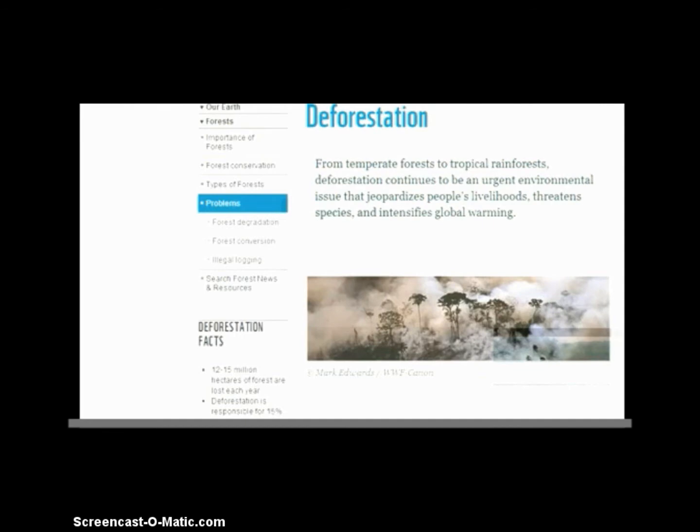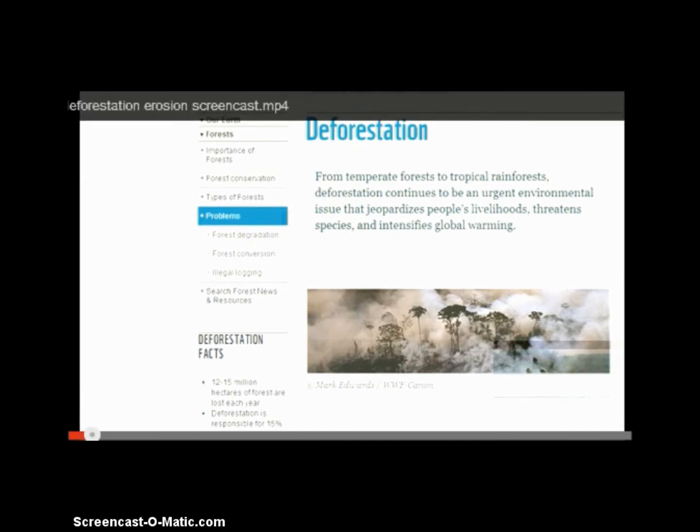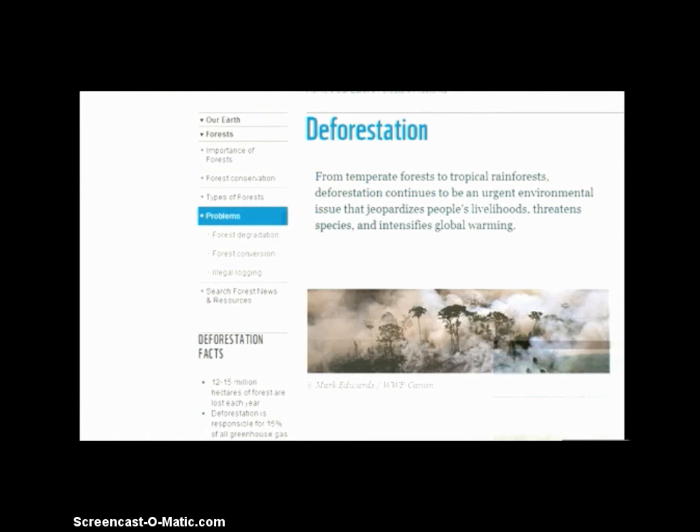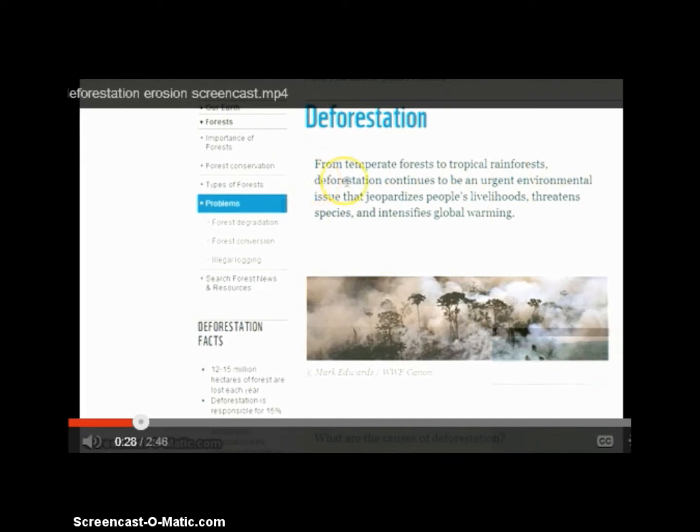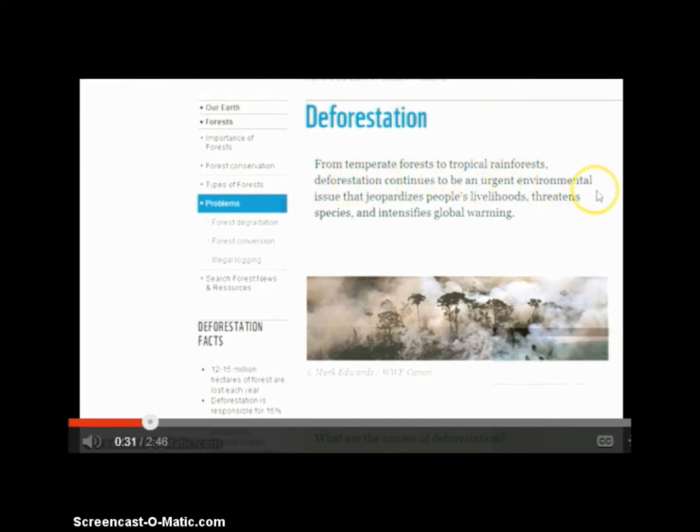We are back to discuss some highlights, if you will. Not that deforestation is something very inspiring. I don't know if highlight's the right word, but before I get too far off track, let's look at this information page we have on deforestation. And I'll read aloud to you, I'll just narrate right here. From temperate forest, tropical rainforest, deforestation continues to be an urgent environmental issue that jeopardizes or endangers people's livelihoods, threatens species, and intensifies global warming.